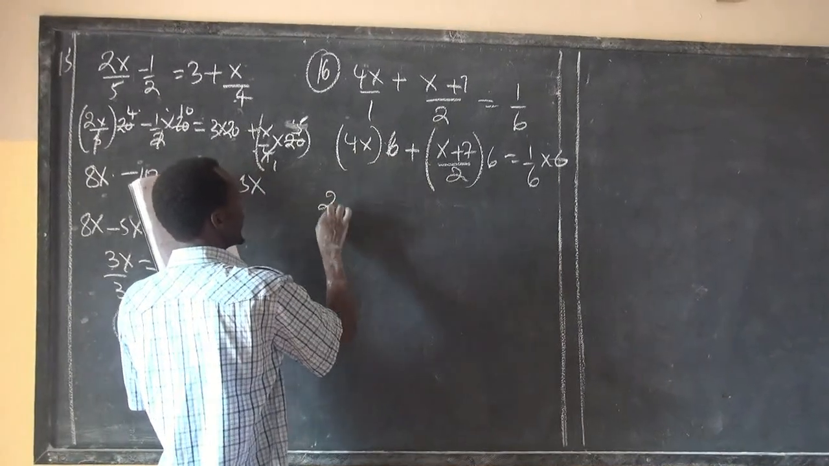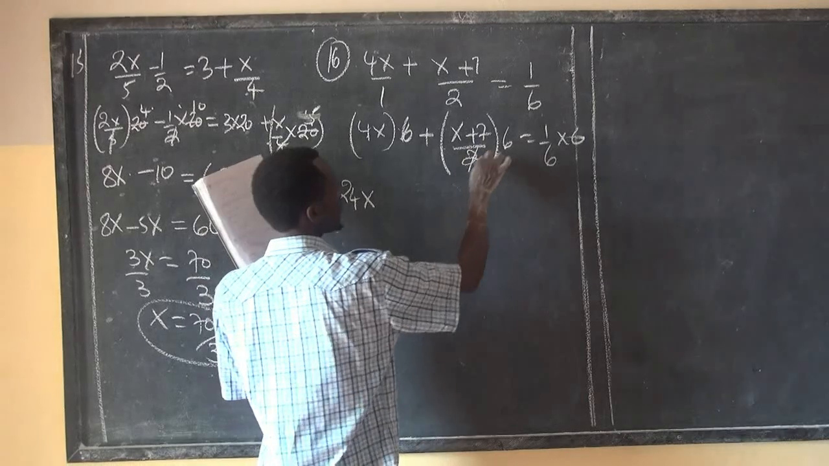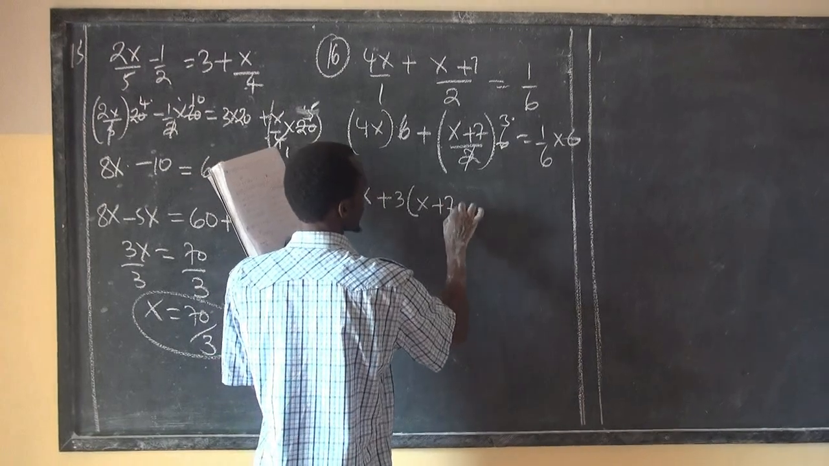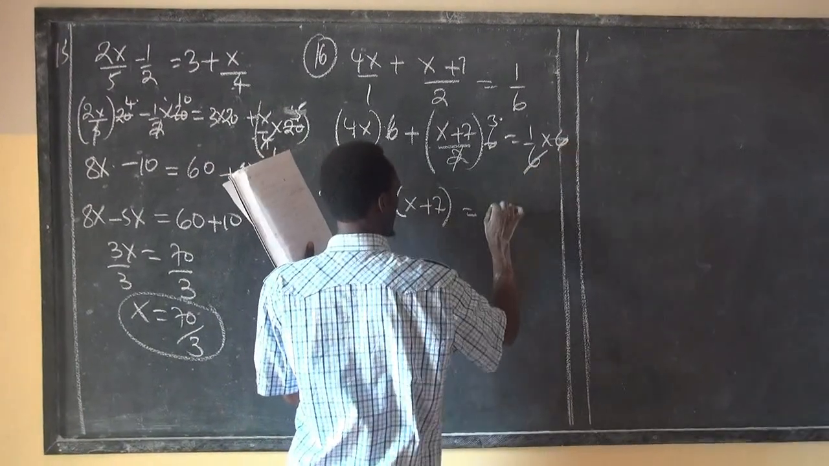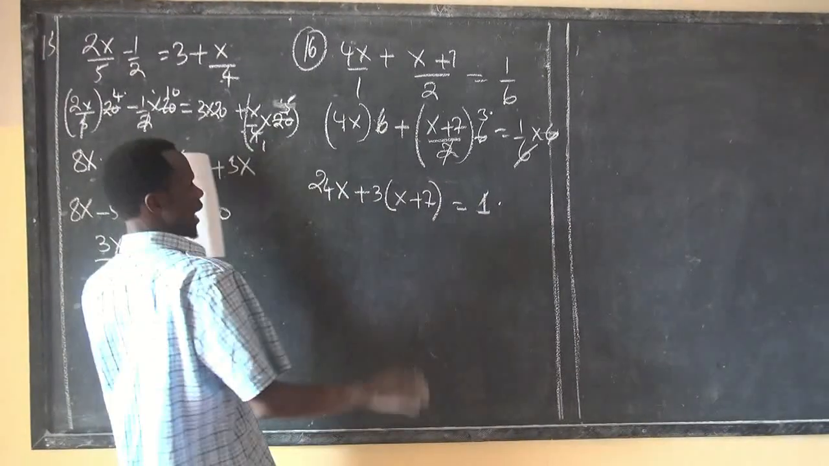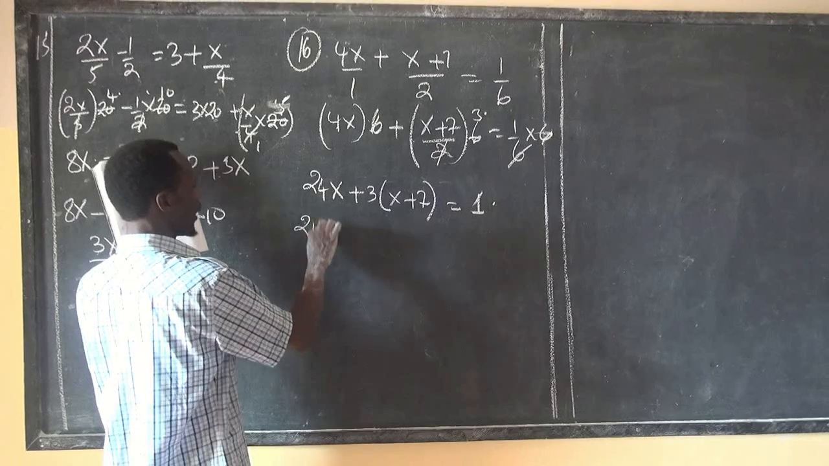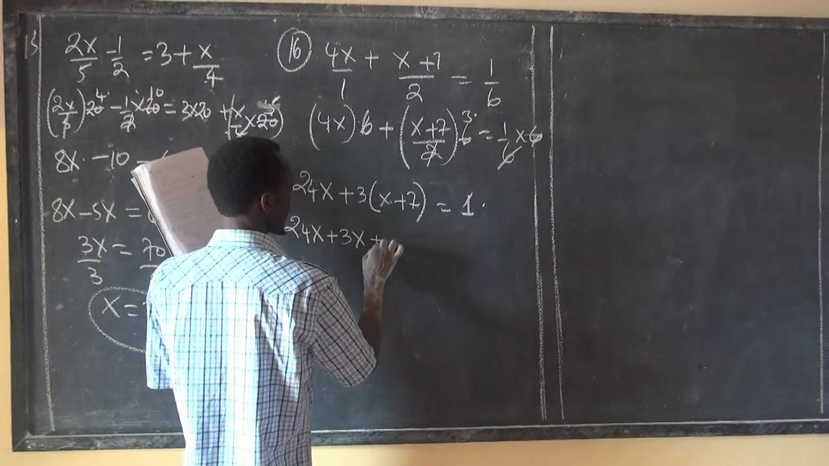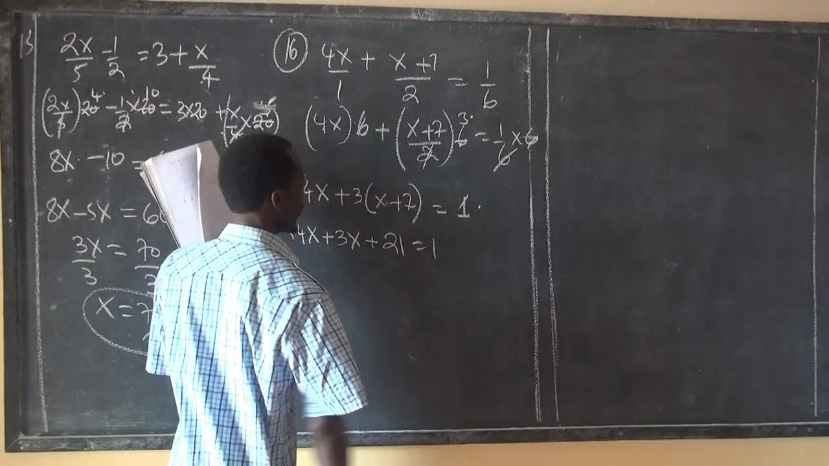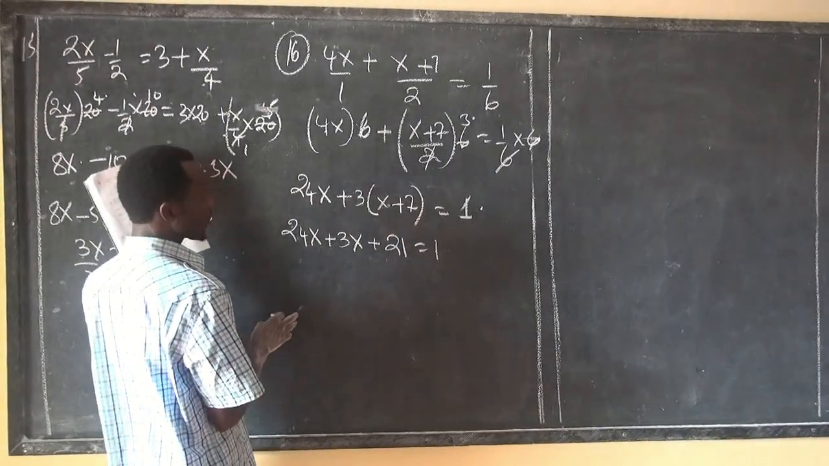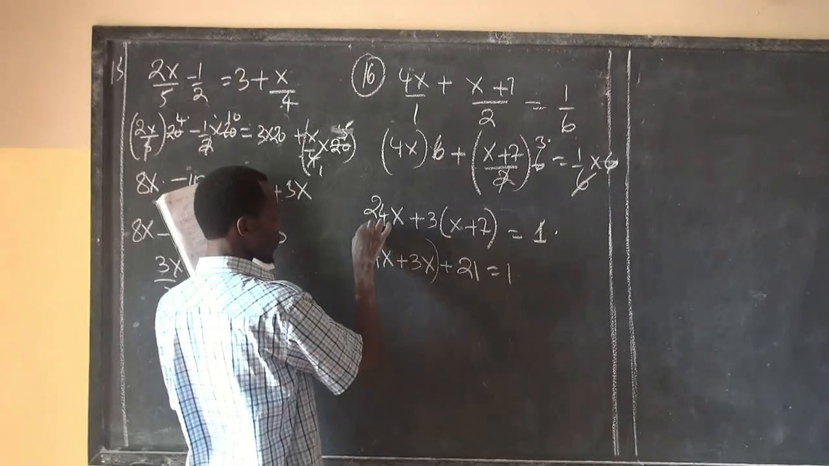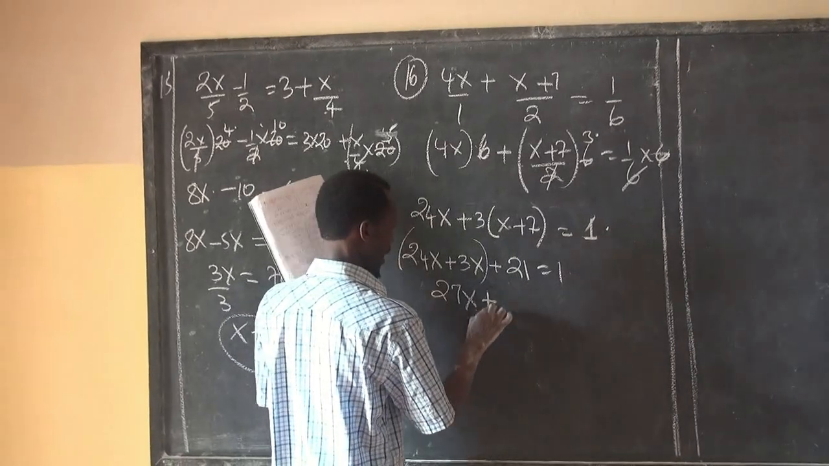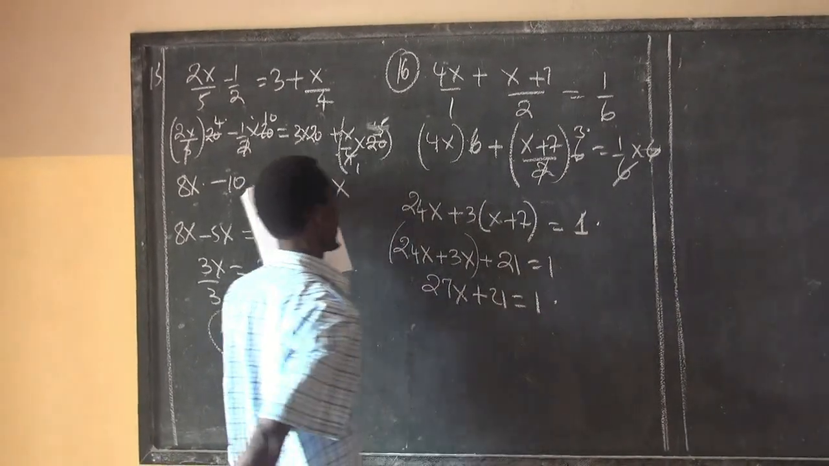Here it is 24x. Then by 2 here it is 3, now plus 3 in bracket x plus 7, which is equal, by 6 here it is 1. Now open the bracket, we have 24x, then 3x, and 21, which is equal to 1. Now collecting the like terms: 24 plus 3 you get 27x plus 21 is equal to 1.